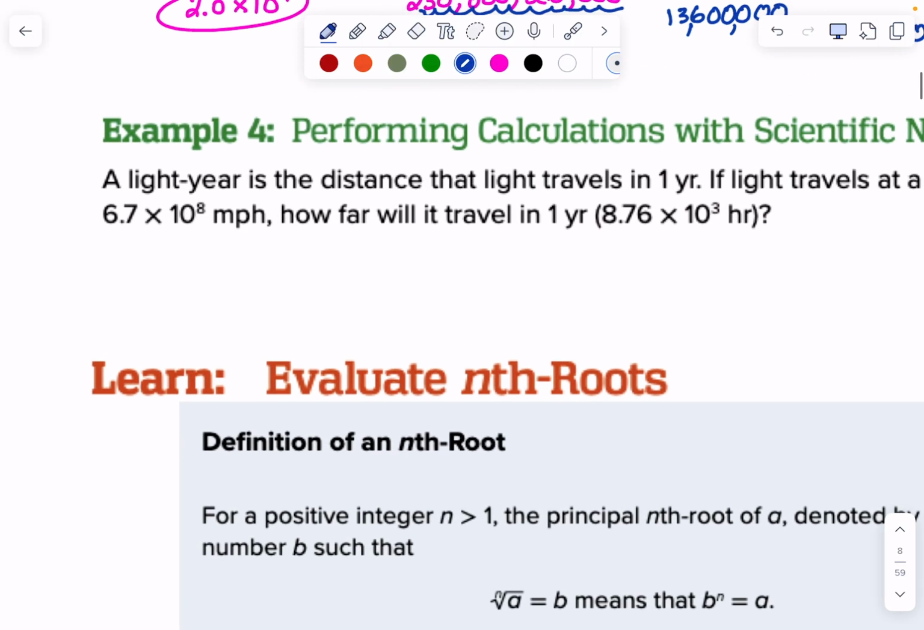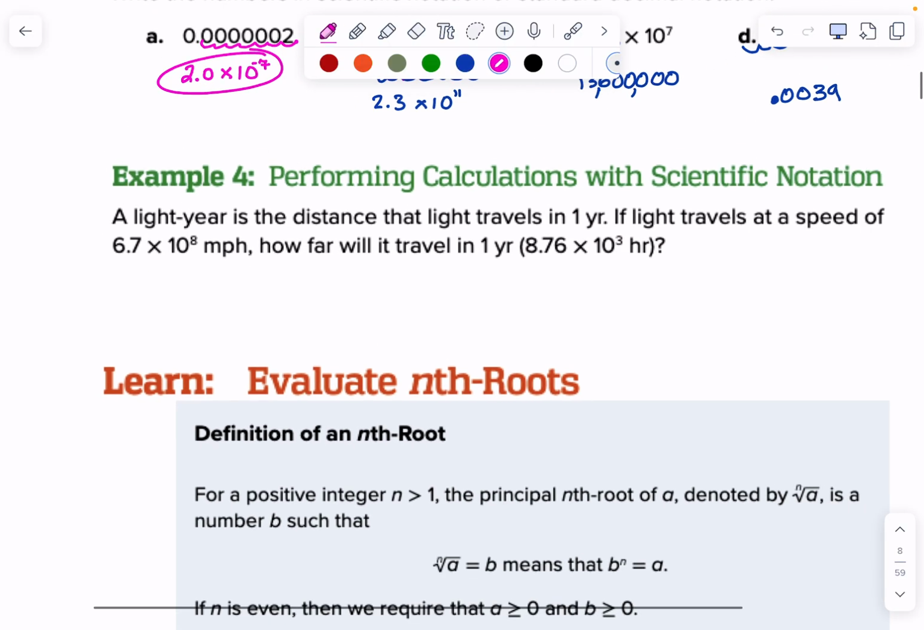Okay, a light year is the distance light travels in 1 year. If light travels at a speed of 6.7 times 10 to the 8th miles per hour, that's like insane. That's like a lot. How far will it travel in 1 year, which is this many hours? How do I do that? Put it in my calculator.